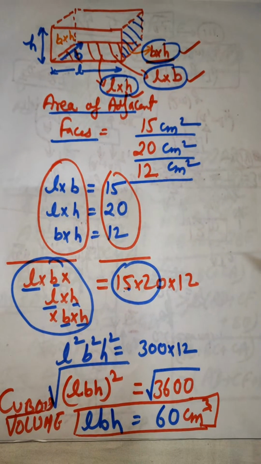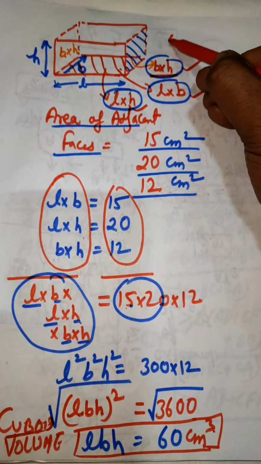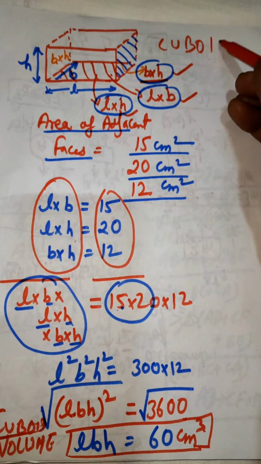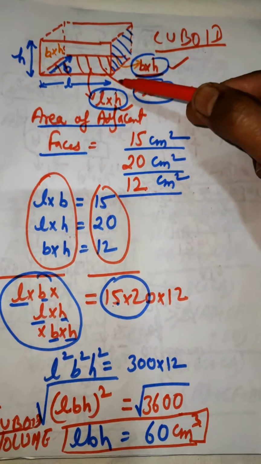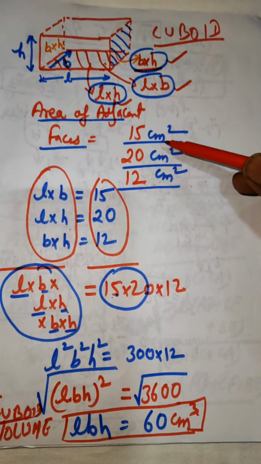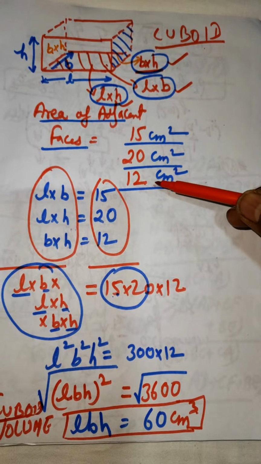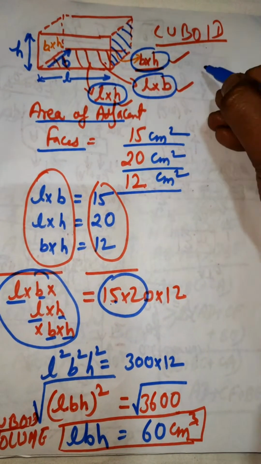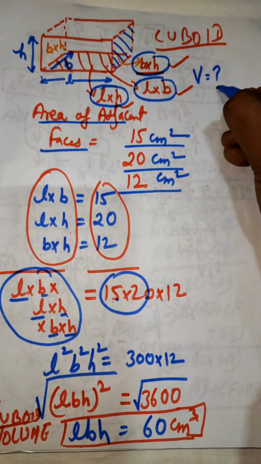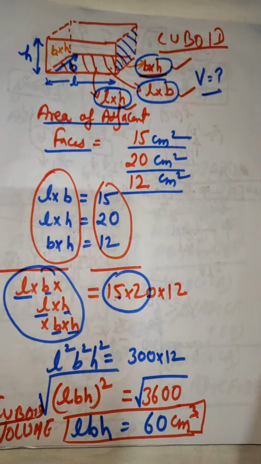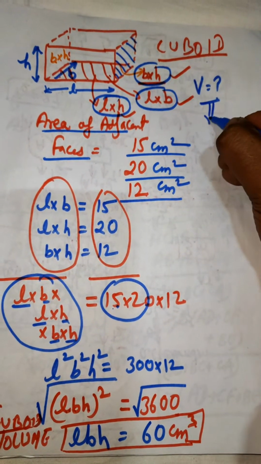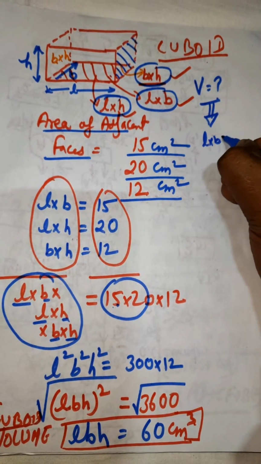So in this question a cuboid was given. The areas of the three adjacent faces are given as 15, 20 and 12. We need to find the volume of this cuboid. We know the volume of the cuboid. What is the formula of the volume? That is L into B into H.